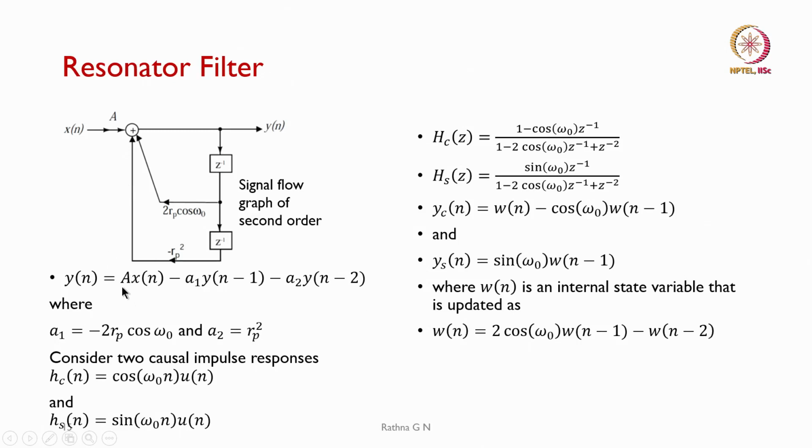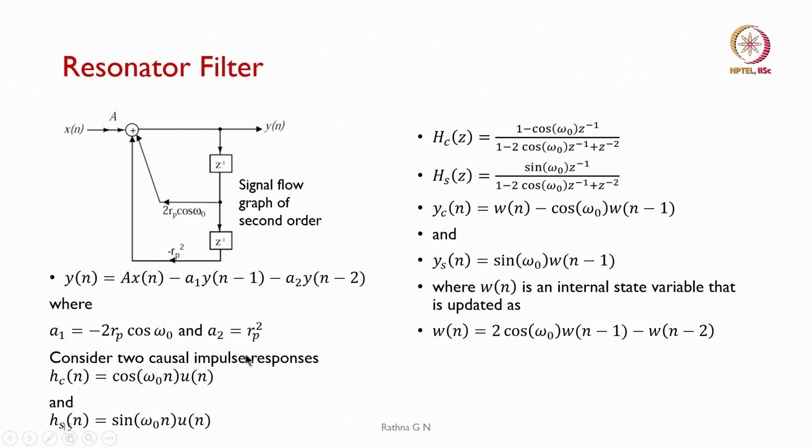This is a into x of n minus a1 into y of n minus 1 minus a2 into y of n minus 2. So, where we have a1 is equal to minus 2 Rp cos omega naught, and a2 is Rp squared.